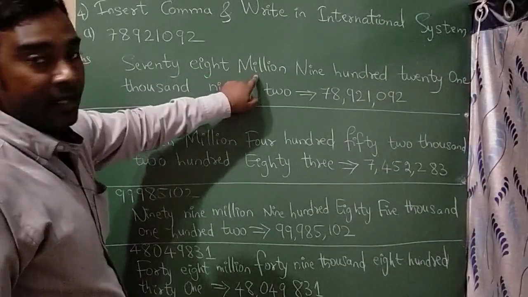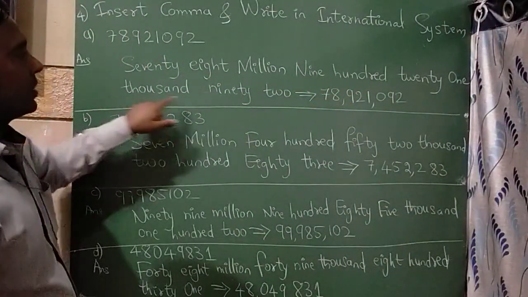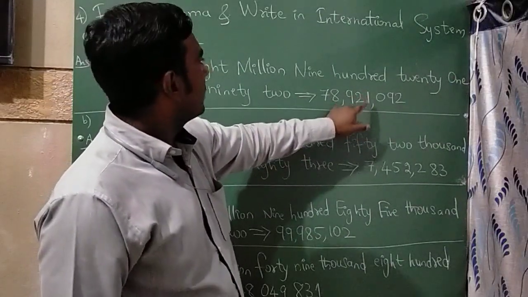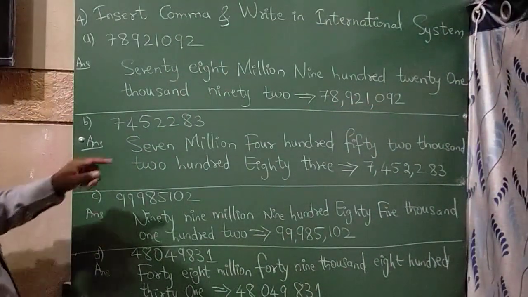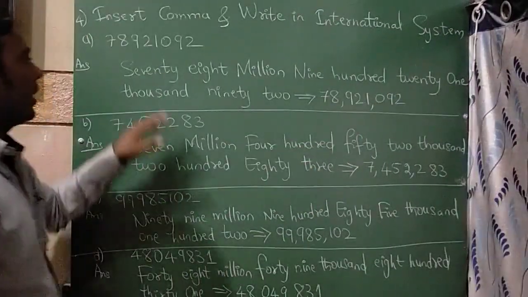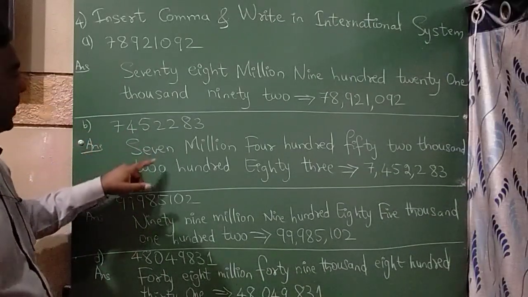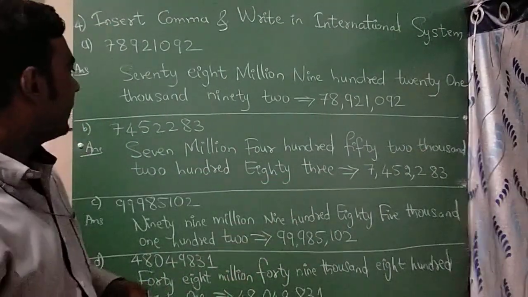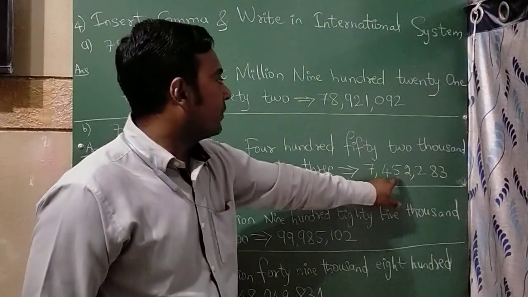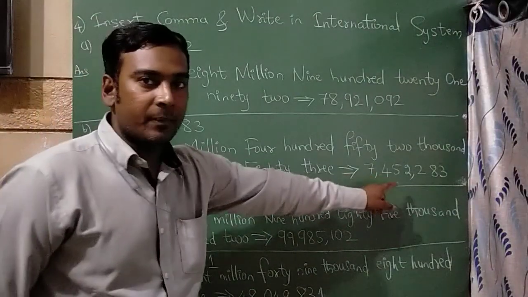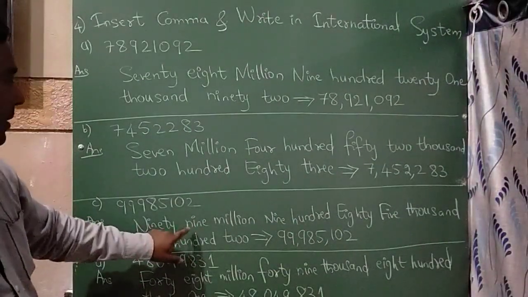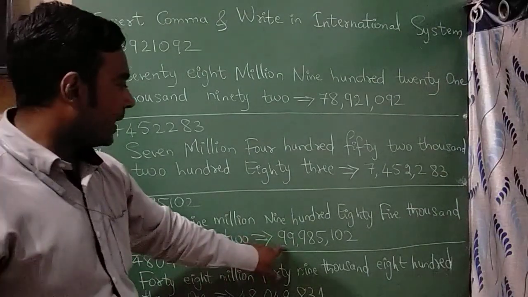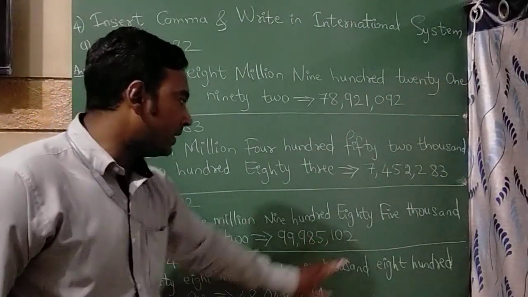So 78,921,092. So here I have inserted commas. 78,921,092. Okay, 921,000. Okay. So the next is a number here, 7,452,283. Fine. 7,452,283. Fine. Now next is 99,985,102. So 99, 985 and 102.